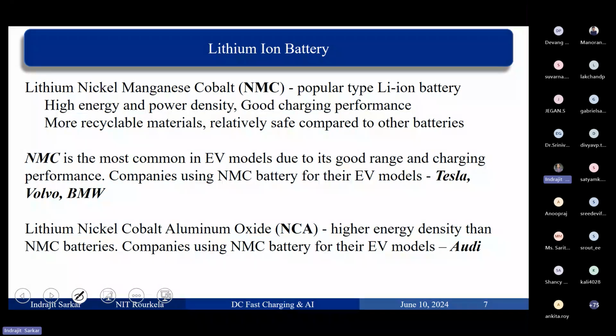NMC is most common in EV models due to its good range and charging performance. Companies like Tesla, Volvo and BMW are using NMC batteries. Then we have lithium nickel cobalt aluminum oxide, the NCA battery. It has higher energy density than NMC batteries, and Audi is using this NCA lithium ion battery.